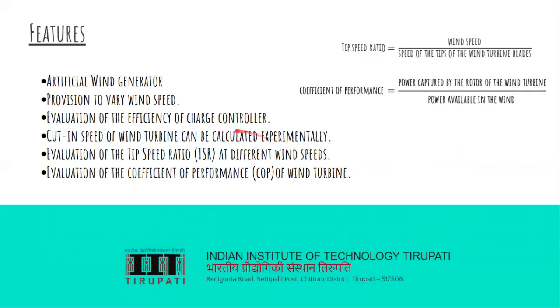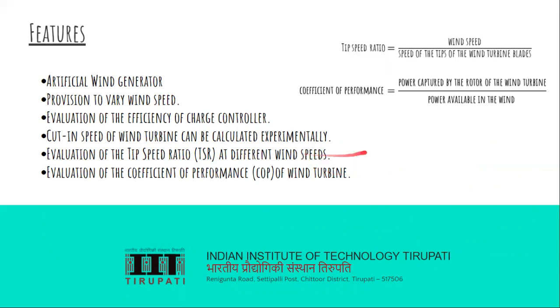At the same time, the cut-in speed of the wind turbine can be calculated experimentally. The manufacturer has given the value as 3.5 meters per second, and while doing the experiment we can practically observe whether the value is the same or not. Here the cut-in speed is the wind speed at which the turbine starts rotation and starts producing electricity.